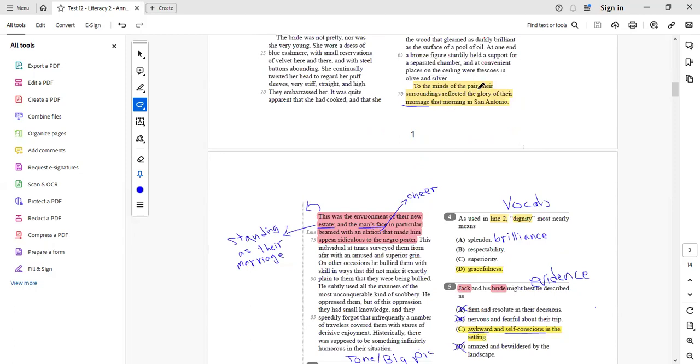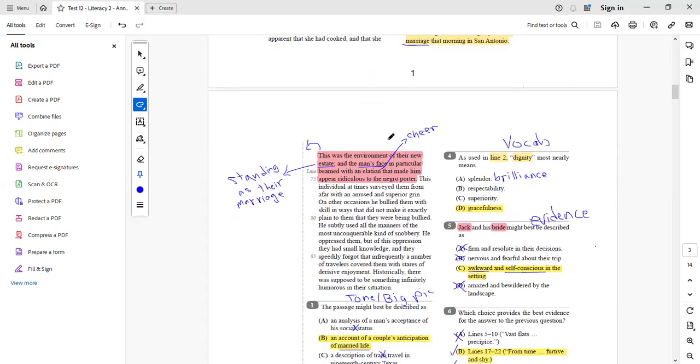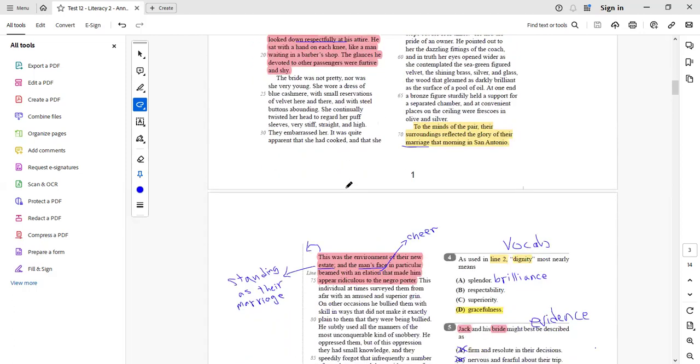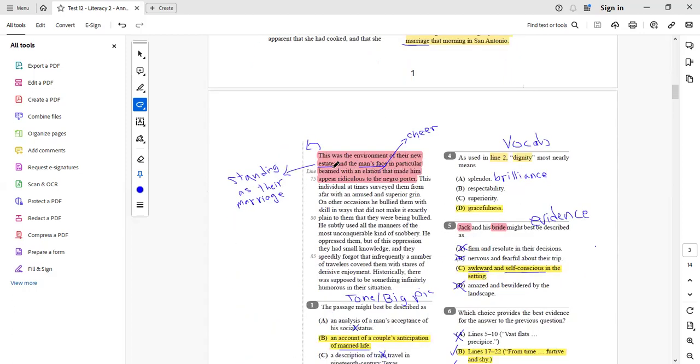To the minds of the pair, the groom and the bride, their surroundings reflected the glory of their marriage that morning in San Antonio. This was the environment of their new state. And the man's face in particular, who is he talking about here? About Porter. And the man's face in particular beamed with an elation, meaning happy, that made him appear ridiculous to the Negro porter. This individual at times surveyed them from afar with an amused and superior grin.